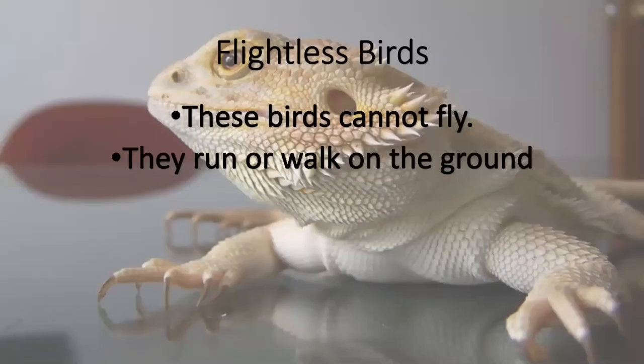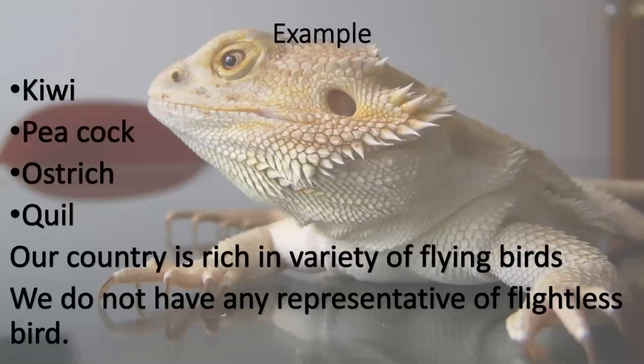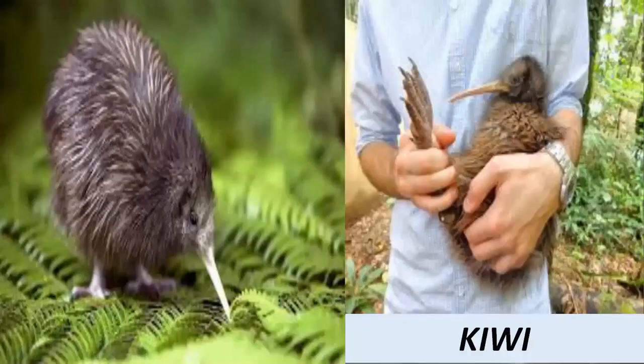Next is flightless birds. These birds cannot fly. They can run or walk on the ground. Examples are kiwi, peacock, ostrich, quail. Our country is rich in all varieties of flying birds, but we do not have kiwi and ostrich.